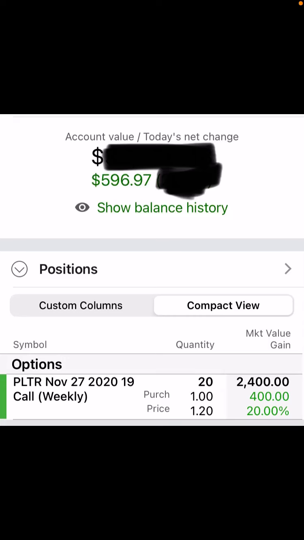Alright guys, so I'm gonna go over option trading briefly. Just want to point something out. So this is what I did today. This is what I traded.